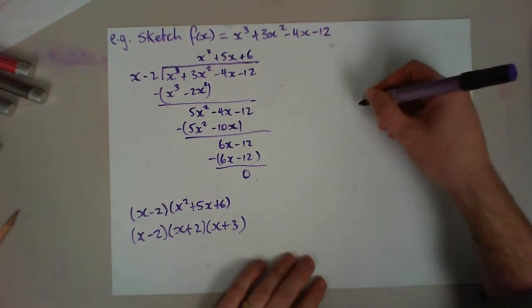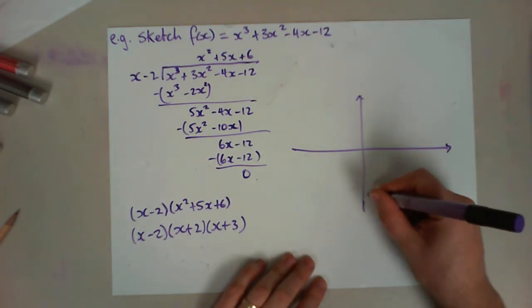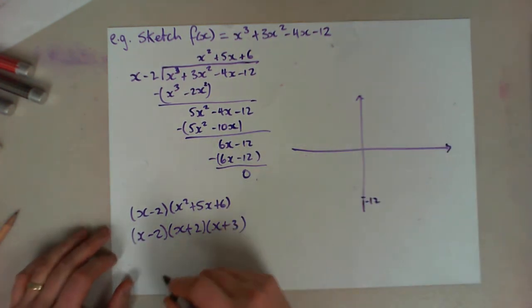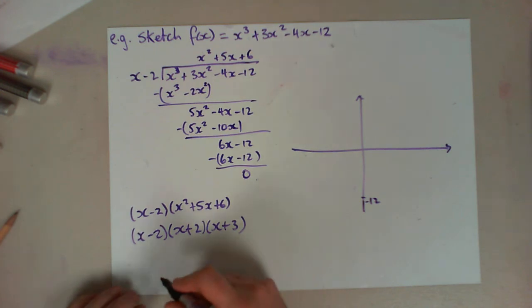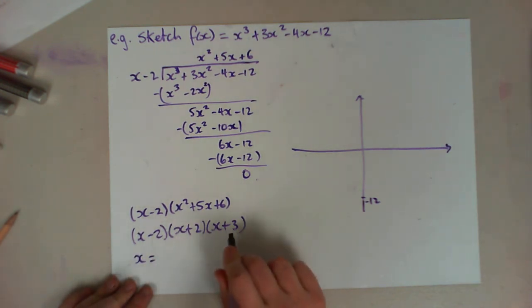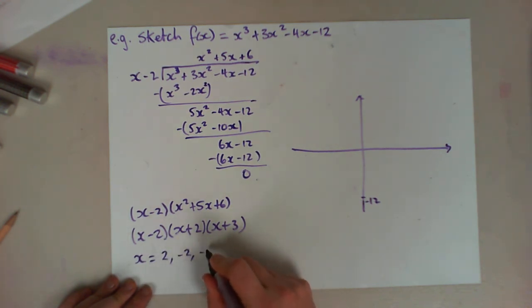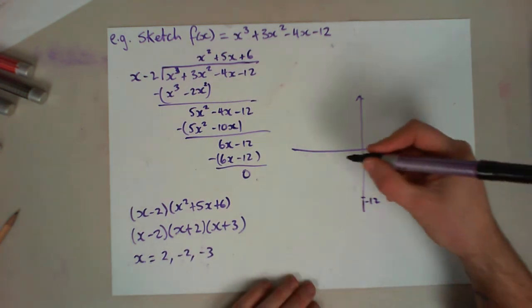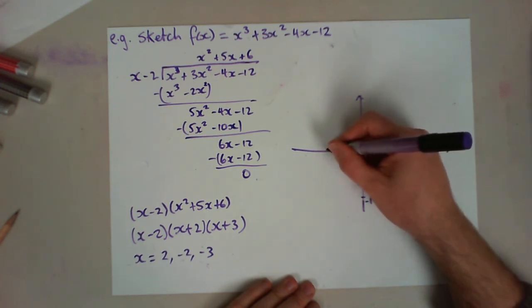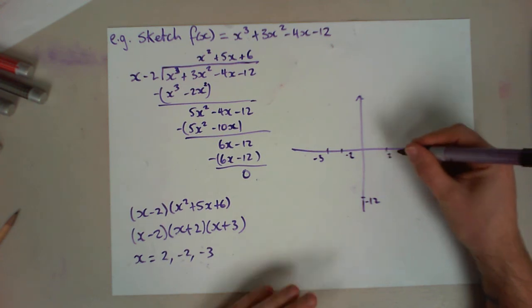So now we've got probably enough to sketch our function. So we know we're going through negative 12. Oh hang on, we've got to finish this off. Sorry, we've factorized it, we haven't actually worked out what our x-intercepts are. That's through our null factor law, and simply we're setting each of these equal to 0. So we're going to get 2, negative 2, and negative 3. So I come through here at negative 2, and negative 3, and also up here at positive 2.